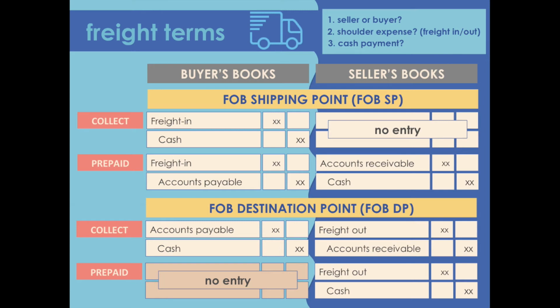So you don't really have to memorize all these entries. You just need to analyze each scenario. Who is the one shouldering the expense? Who makes the cash payment first? And if there is a mismatch, record accounts payable and accounts receivable. And then check if the company is the buyer or the seller in the transaction and just choose the appropriate entry.